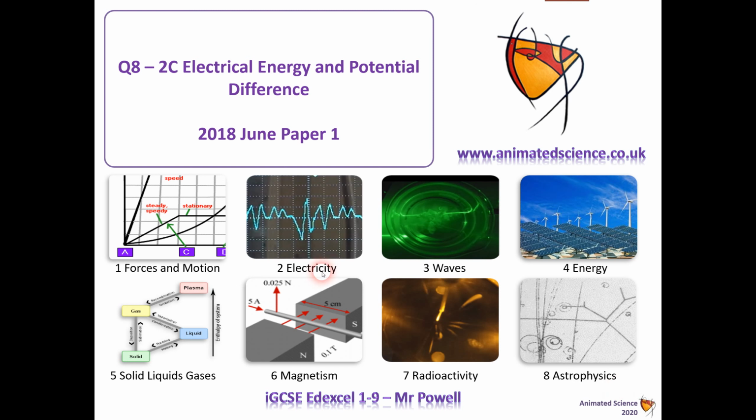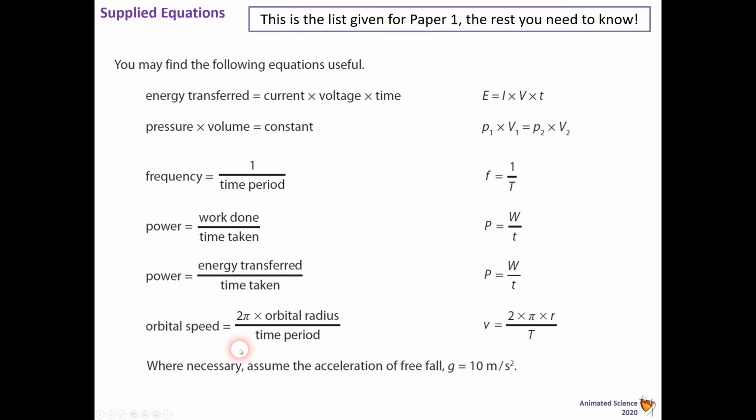So we're looking at the iGCSE Edexcel 1 to 9 series again, 2018 paper 1. This time it's question 8. It's all about section 2C, electrical energy and potential difference. So we've got the equations again. Have a look to see if any are appropriate. There is definitely one at the top there.